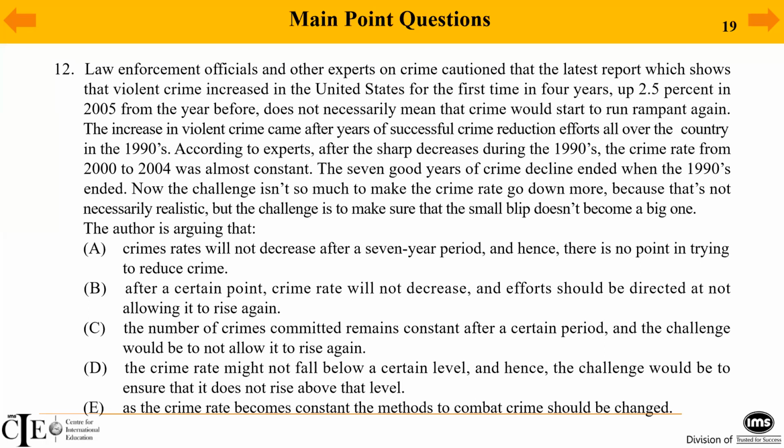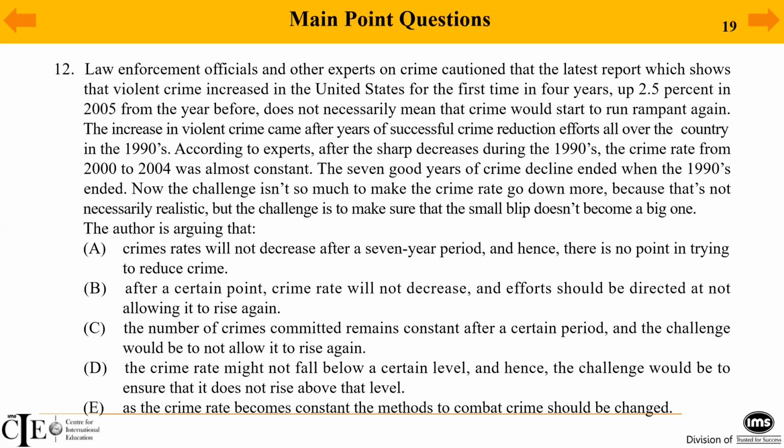Okay, so that means a little increase is okay. But after that, you should not allow it to increase. So D is more balanced, is it not? So than B, because B is saying not allowing it to rise again. Means even the minor increase it is ignoring, whereas D is considering it.